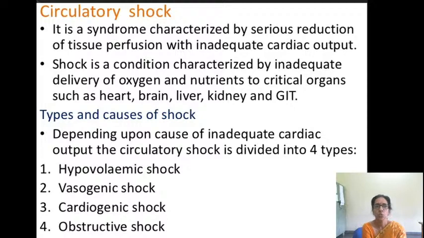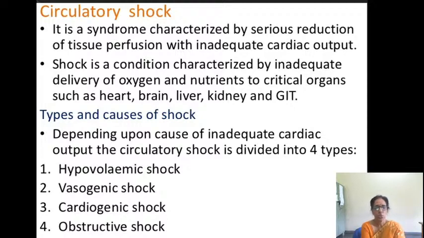That is a syndrome. So, shock or a circulatory shock is a syndrome characterized by serious reduction of tissue perfusion with inadequate cardiac output. So, the cardiac output is less. That is why tissue perfusion is not happening in shock. This is very important. If you understand this, you can understand the rest easily. So there is inadequate cardiac output. That inadequate cardiac output could be absolute or relative. Because the cardiac output is less, the tissue perfusion is less.